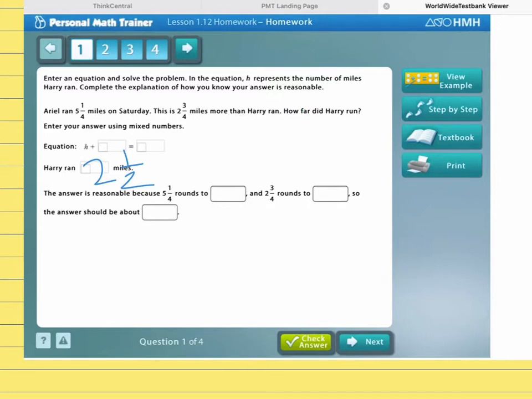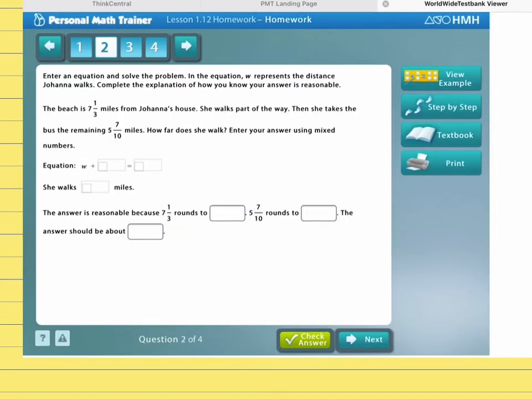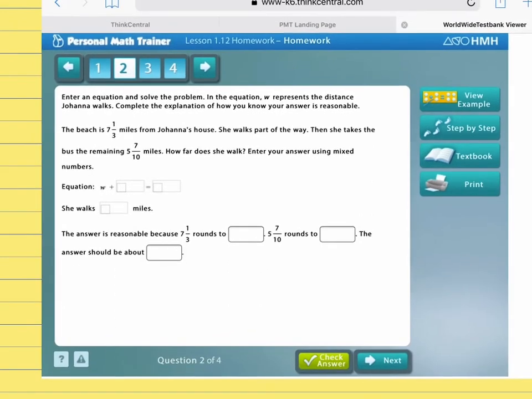And the final part of it is the answer is reasonable, because 5 1/4 would round down to 5, and 2 3/4 would round up to 3, and 5 minus 3 would give you 2, and 2 1/2 is very close to 2, so it is a reasonable answer. Problem number 2, they're going to ask us a problem where W would be the variable.